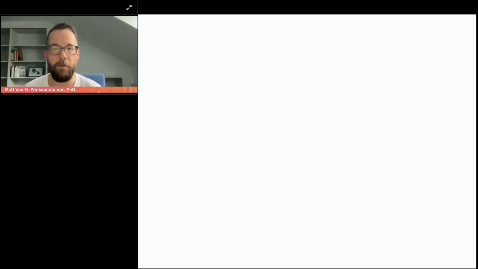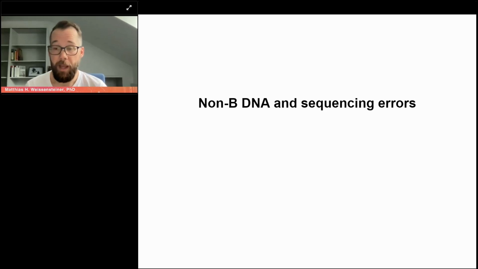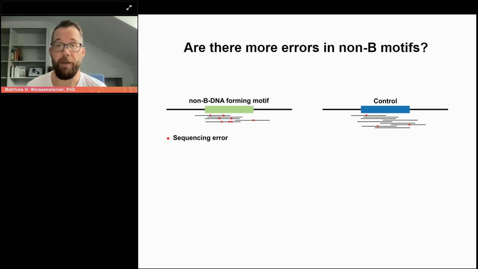Okay, so in the third and last part of my talk, I now want to talk about the relationship we have studied between non-B motifs and sequencing errors. And the rather simple question we have asked ourselves is whether in potentially non-B DNA forming motifs, there are more sequencing errors than in a corresponding control sequence. So on the left here, there is the motif with more errors, and on the right, the control with fewer. So that was essentially our starting hypothesis.